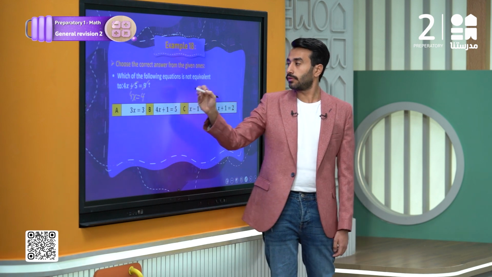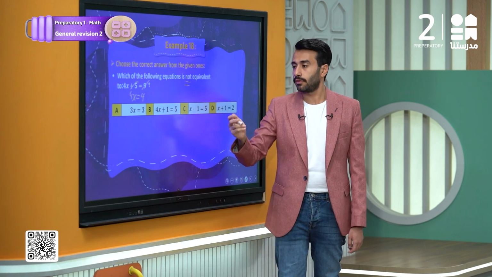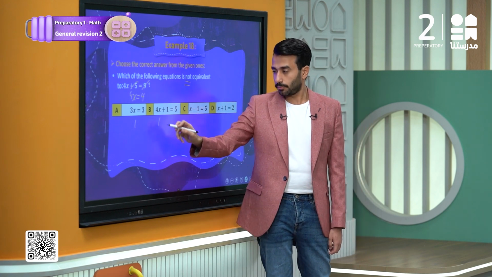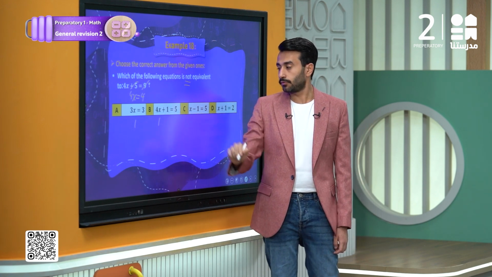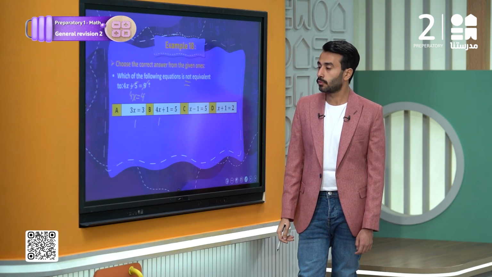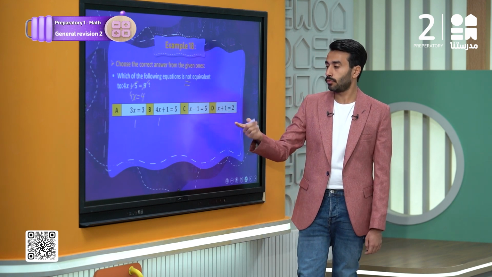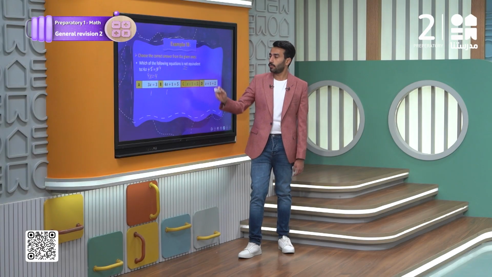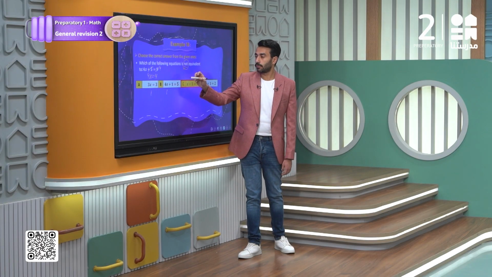But take care, which of the following is not equivalent, I mean not 1. This is equal to 1. This also equal to 1 because 4 times 1 is 4 plus 1 is 5. For sure this is not equivalent to 1. 1 minus 1 is 0, so this is not the answer. Take care, we need the equation that is not equivalent to this one.